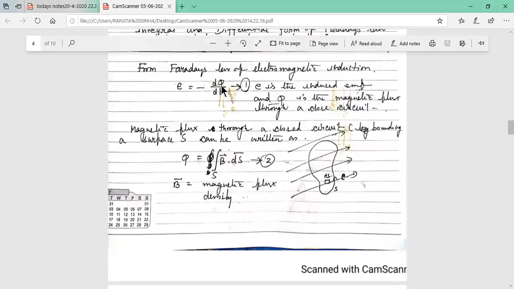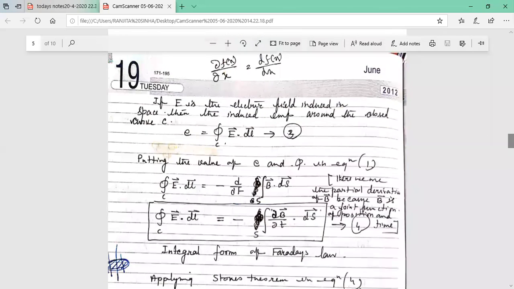So here we put the value of phi. Phi is given by the surface integration of B dot ds. We are putting it here, and in place of EMF we are writing the line integration of E dot dl. So the line integration of E dot dl around this closed curve equals minus d/dt of phi, and the phi value is written in this way. So ultimately we are getting the line integration of E dot dl equal to minus d/dt of the surface integration of B dot ds.